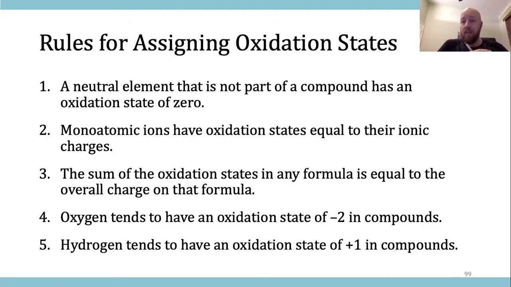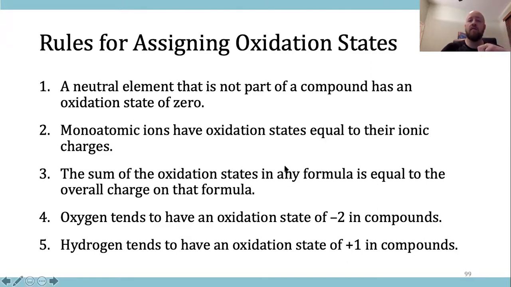Aluminum as a solid metal in its natural state has an oxidation state of 0. In a molecule, aluminum has a +3 charge, but all by itself, as a metal, it's 0. Sodium, the metal sodium, has a 0 oxidation state. Sodium ion has a +1. So in its natural state, it's a 0 oxidation state.